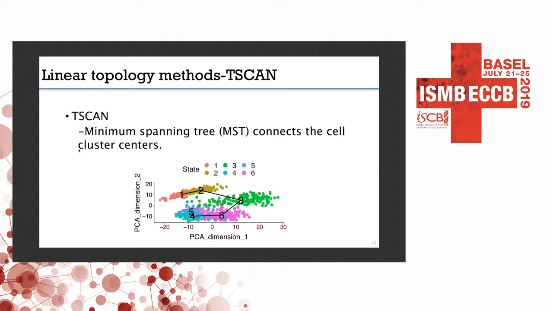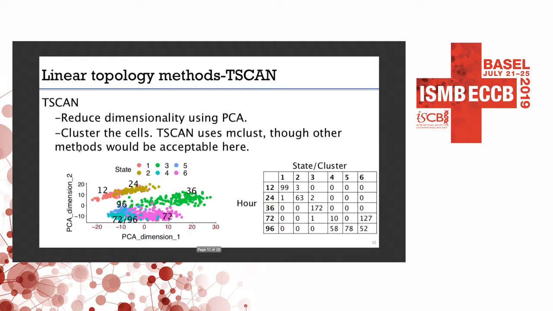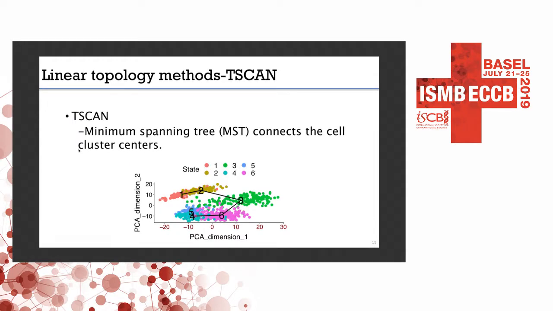And so once you connect these different centers, you can see that here I didn't even require that it started at cluster 1 and ended at cluster 5. But if we go back, we know that cluster 1 is my first sample, which was hour 12, and then the 6 was the 96 hours. And so it got this order pretty well calculated.